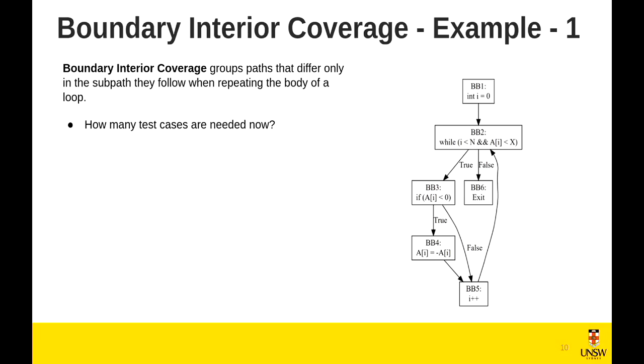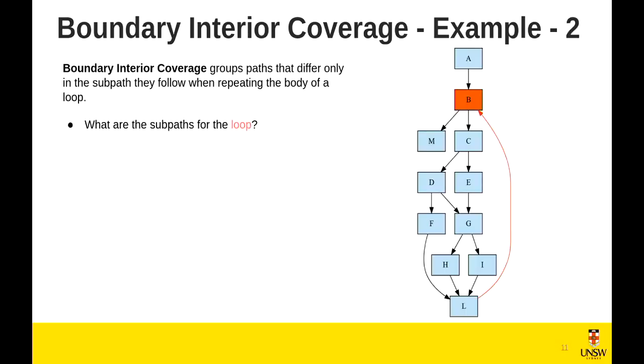That's quite straightforward, actually. I believe you have an answer in your mind, so you don't have to speak out. But the answer is 2. It's quite simple, because if we don't care about what's outside the loop, we only have 2 paths here, divided by this if condition. So this time we only need 2 paths to achieve boundary interior coverage.